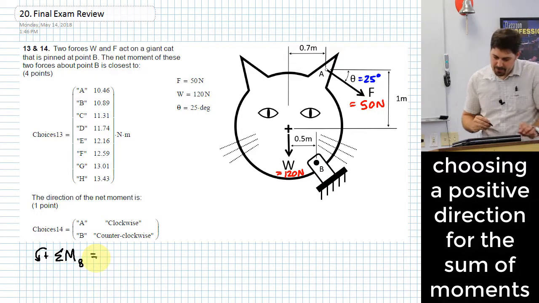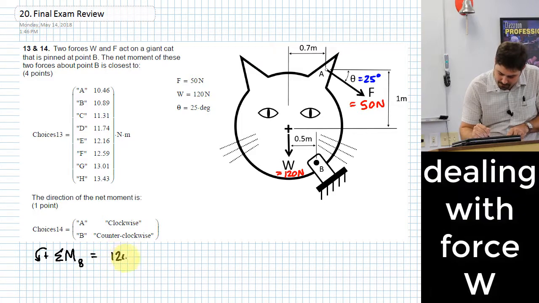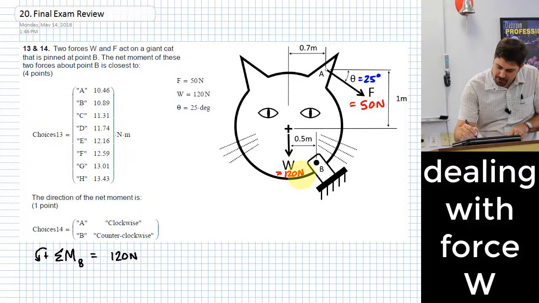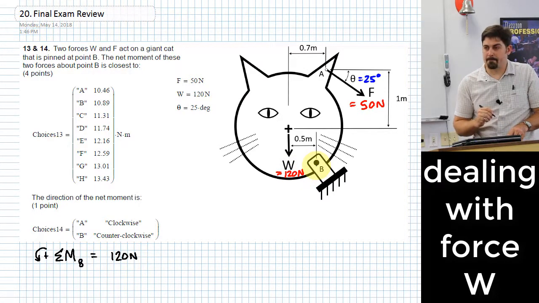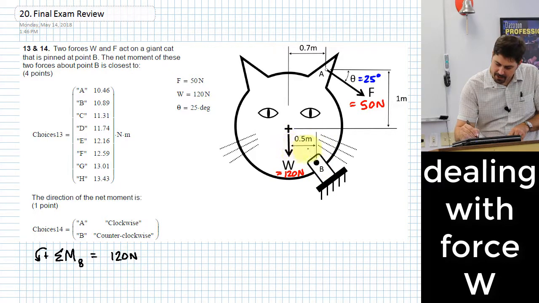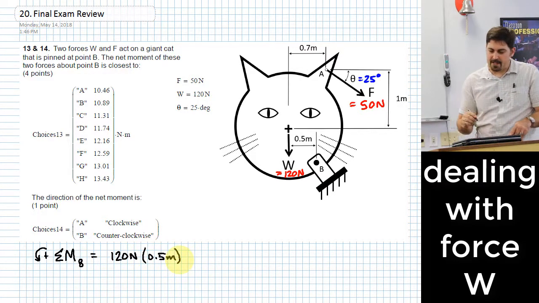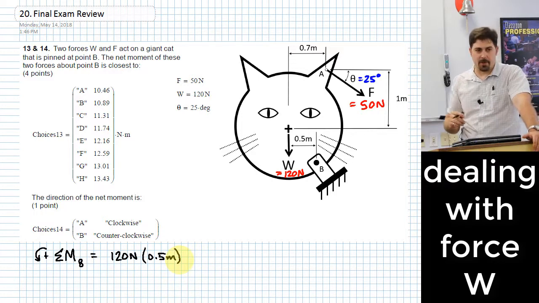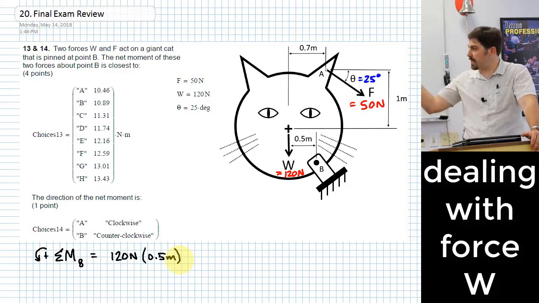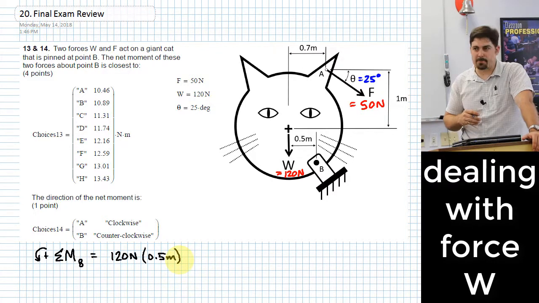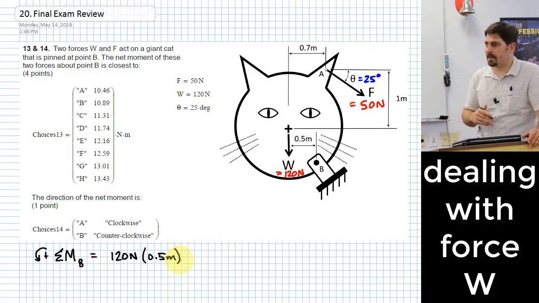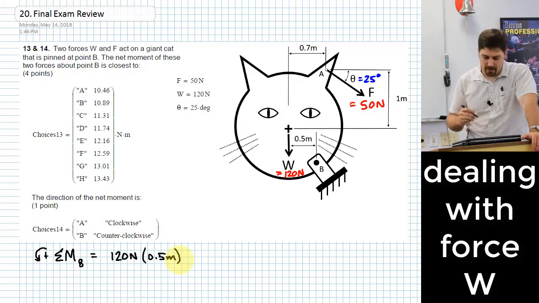So W is a force of 120 newtons. How far is the line of action of that force away from point B? It's this distance right here, 0.5 meters, so I'm going to multiply by 0.5 meters. Does that tend to rotate the body counterclockwise or clockwise around point B? It should be counterclockwise, so according to my assumed direction, it's positive. I've got the correct sign on there already. All right, what's next?